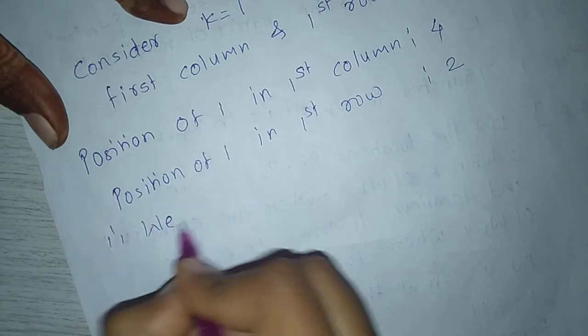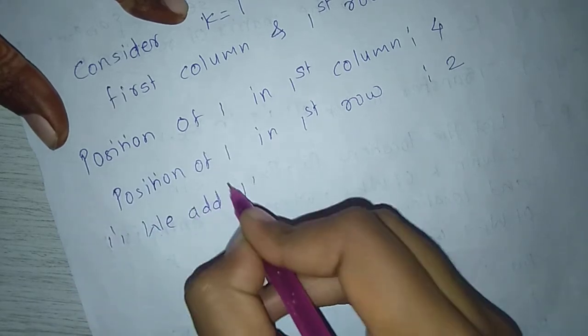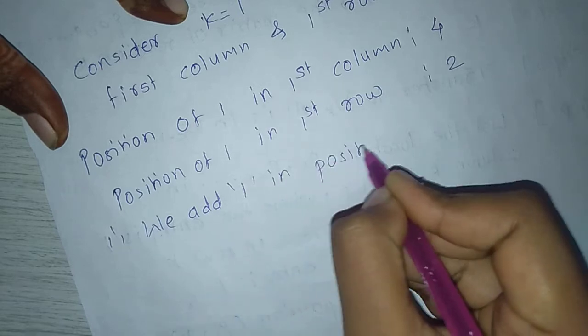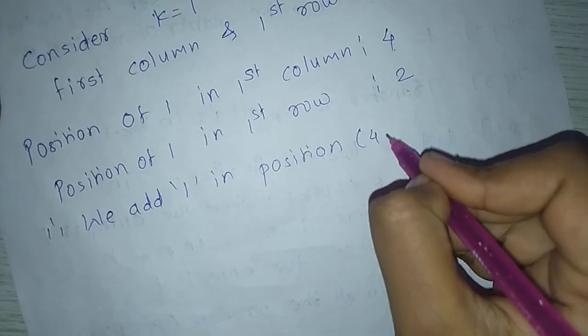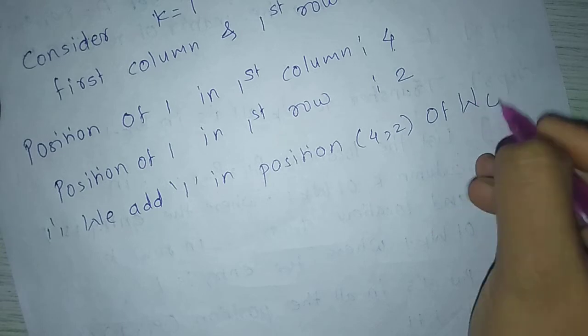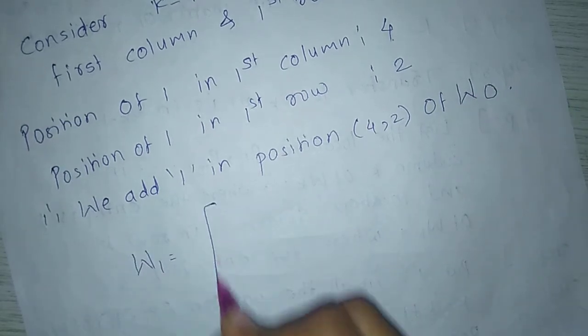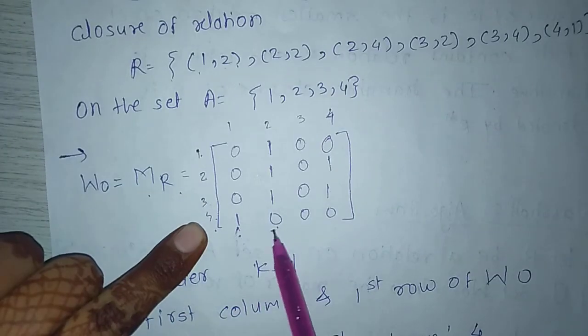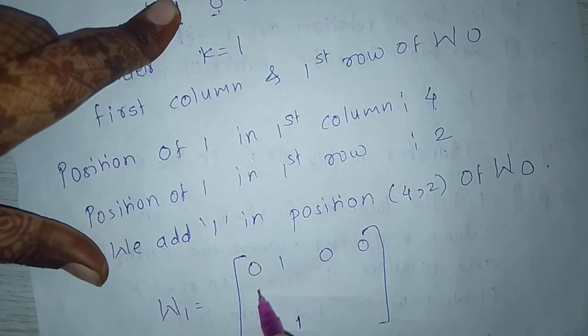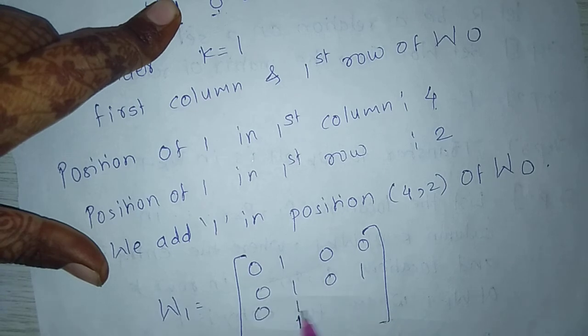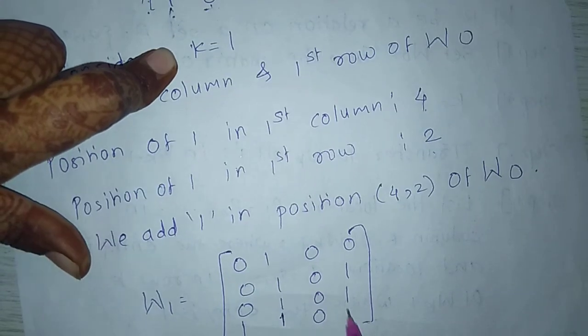Therefore, we add 1 in position 4 2. Make pair 4 2 of W0. So W1 becomes, here 4 2 is 4 2. This entry must be 1. So other entries of W1 are similar to W0. 1 0 0 0 1 0 1 0 1 0 1 1 0 0.